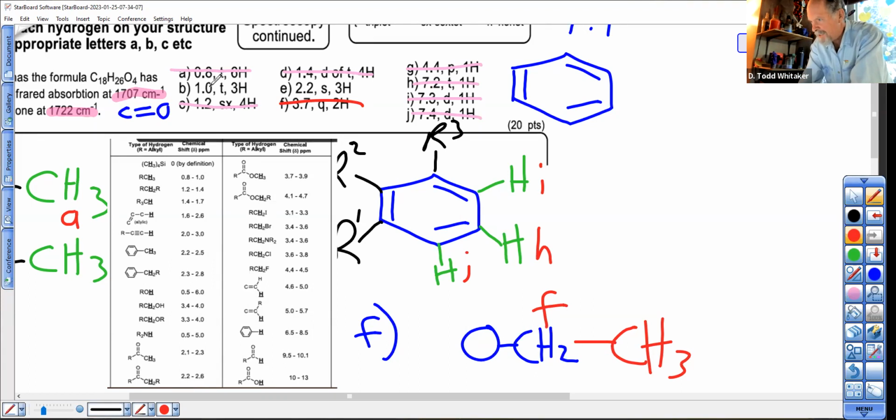And it's at 1. Why is it not at 0.9 like it could? Well, 1 is in the range. It says 0.8 to 1. It fits that. Why is it on the upper end of the range? The oxygen's close by. Call this thing here B. And it's done. E, 2.2 singlet 3H.